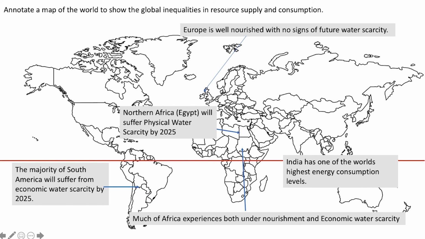India has one of the world's highest energy consumption levels, and much of Africa experiences both undernourishment and economic water scarcity. There's much more information I could have included on this map, and hopefully you've done so using your notes and the revision guides that are available.